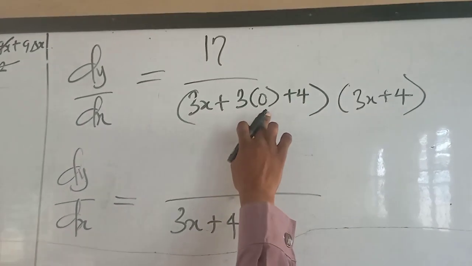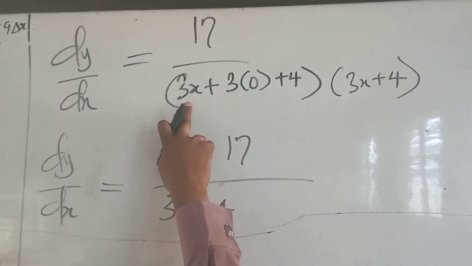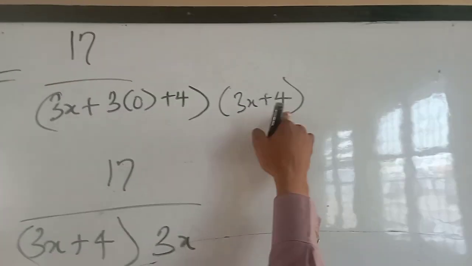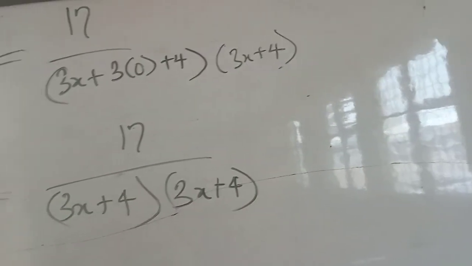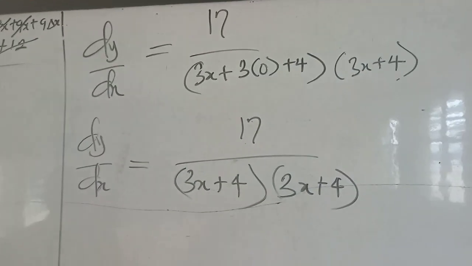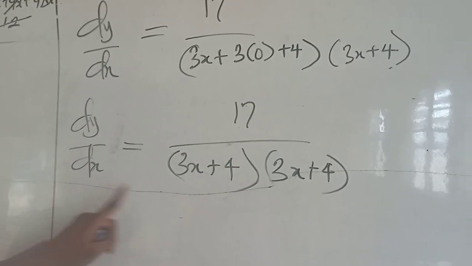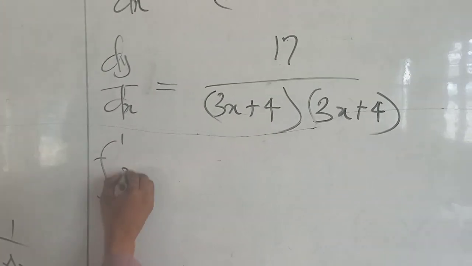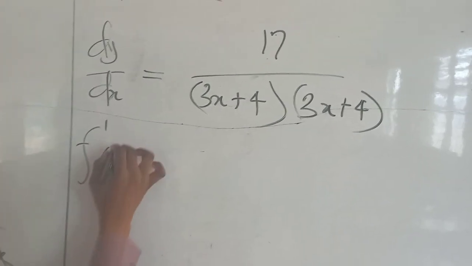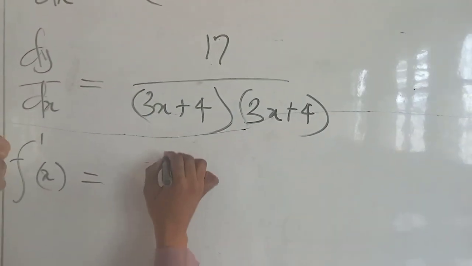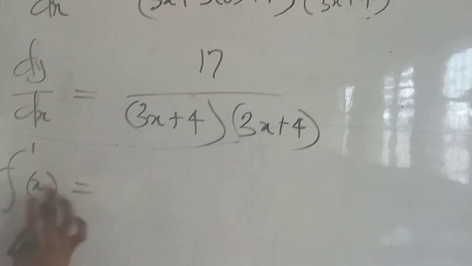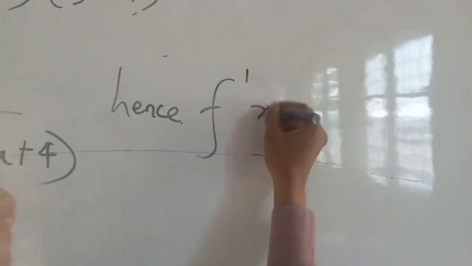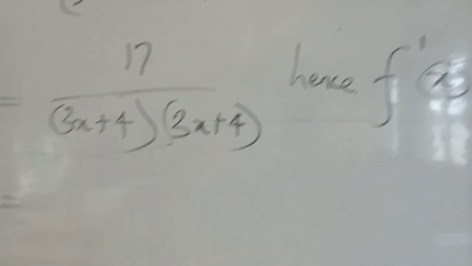The whole of this has become 0 because 3 times 0 is 0. So what we are left with here is 3x plus 4 into bracket 3x plus 4. Close the bracket. So at the end of the day, dy dx has become this. This dy dx, at the beginning I told us, actually means f prime x, so f prime x is equal to this. This is the answer. There's no point repeating it here. I will just say hence f prime x. So that is the answer for that.